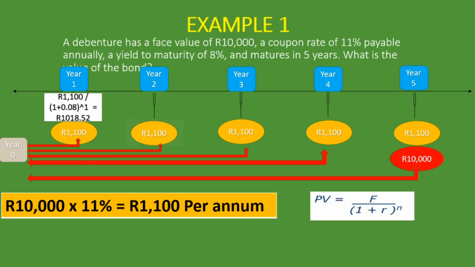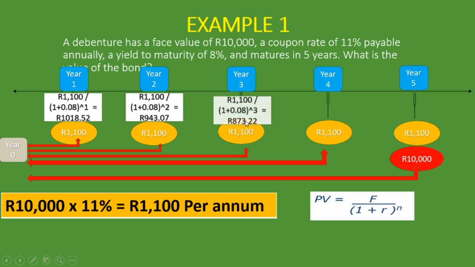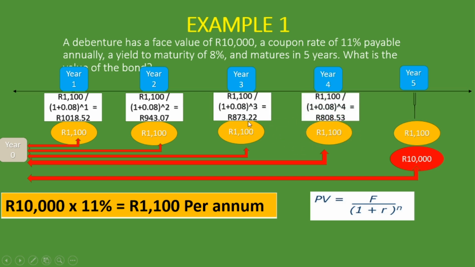I'm sure you know how to do it now. It's 1,100 for year 2 divided by 1 plus 0.08 to the power of 2, because that is year 2, and we get 943 rand 7 cents. And the same happens for year 3. The only thing that changes is to the power of 3, and the same for year 4 to the power of 4, and we get the amounts here. So you punch it into your calculator and you should get the same answers that I'm getting here.